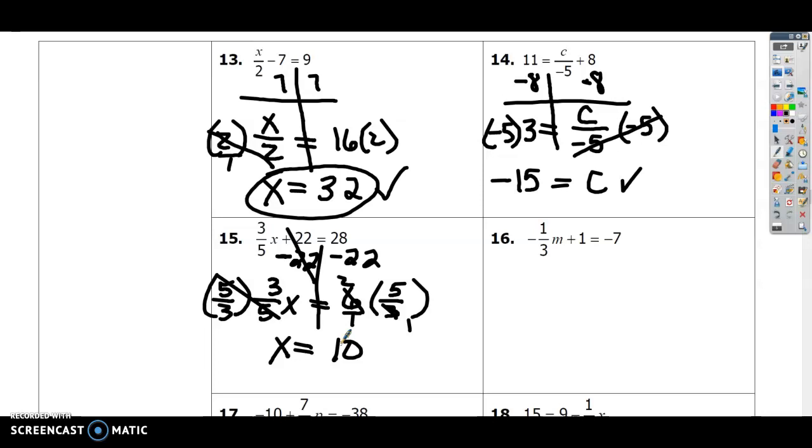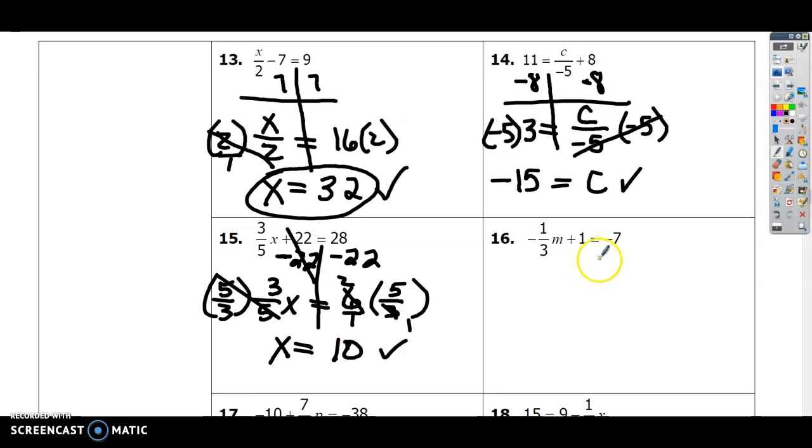All right, 3/5 of 10. 3 times 10 is 30. 30 divided by 5 is 6. 6 plus 22 is 28. Okay, so a little mental math there.